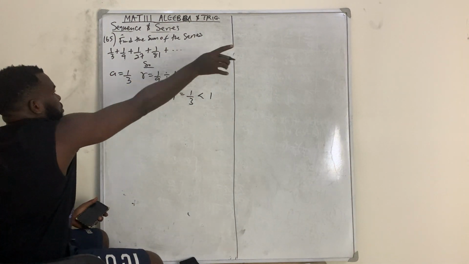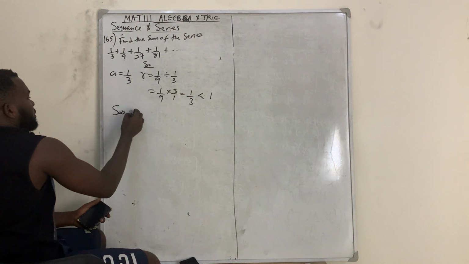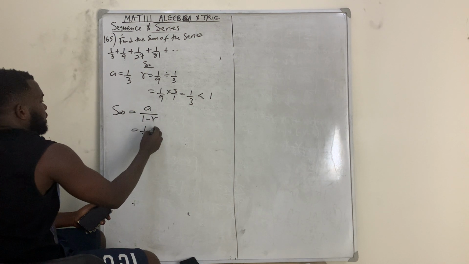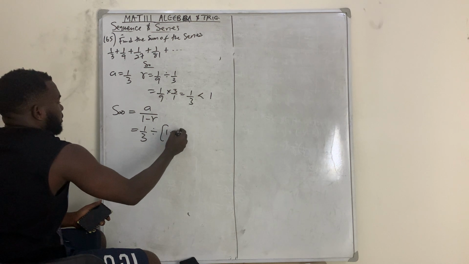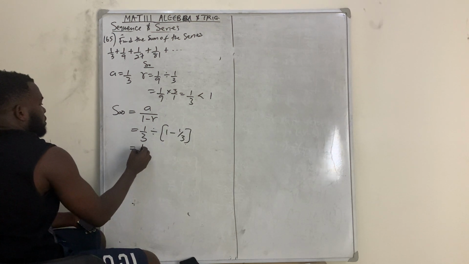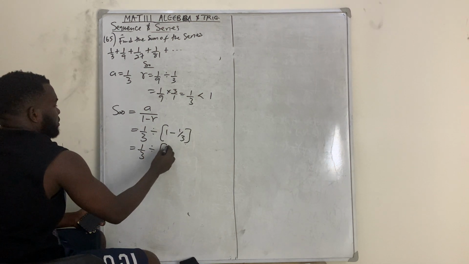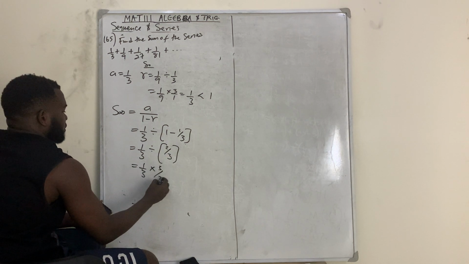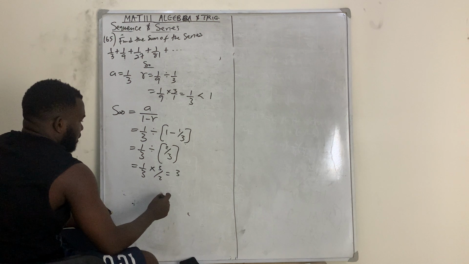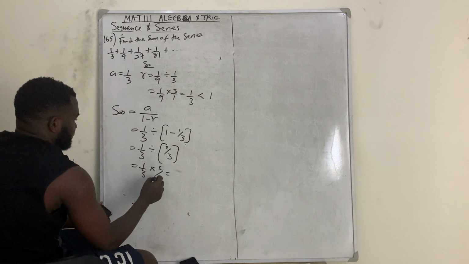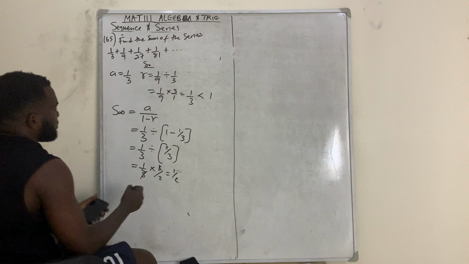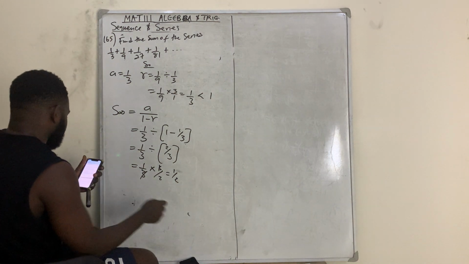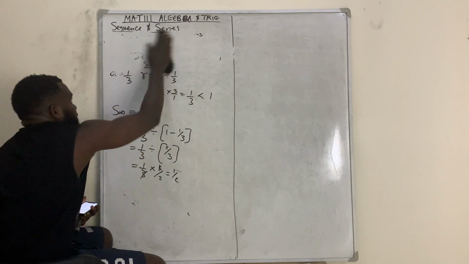And 1 over 3 is less than 1. So you see that this sum goes to infinity. So you say sum to infinity is equal to A over 1 minus r, which is 1 over 3 divided by 1 minus 1 over 3. So which is 1 over 3 divided by 2 over 3. So which is 1 over 3 times 3 over 2, which is 1 over 2. 3 takes care of 3. I'm left with 1 over 2. So that is that for that. So we'll go to the next question. That is question number 166.